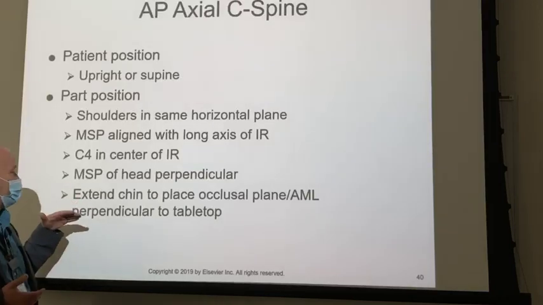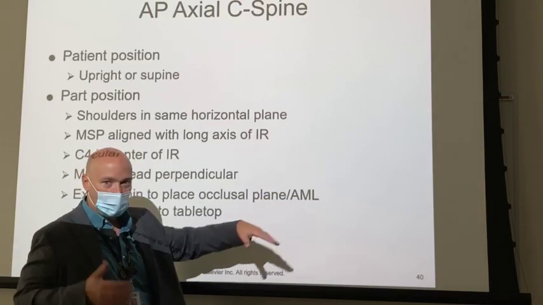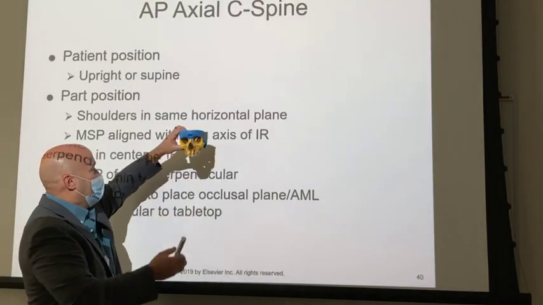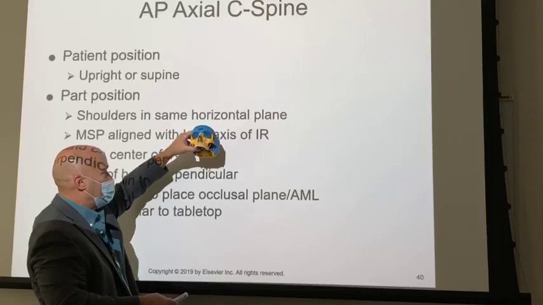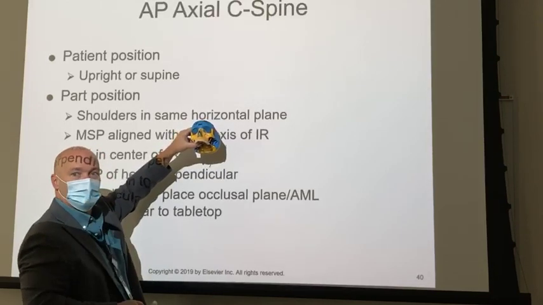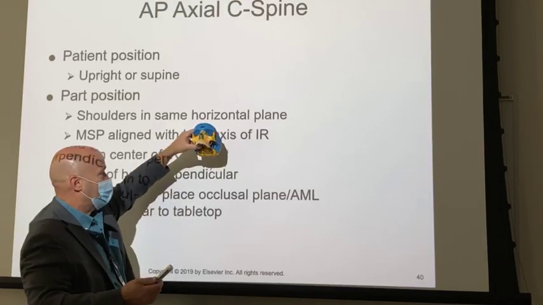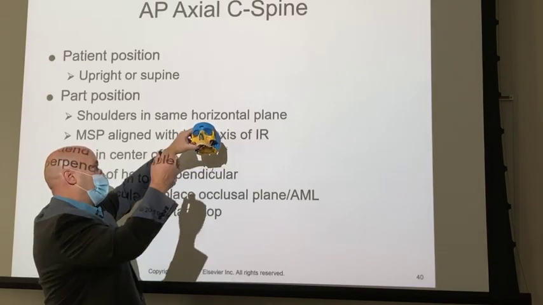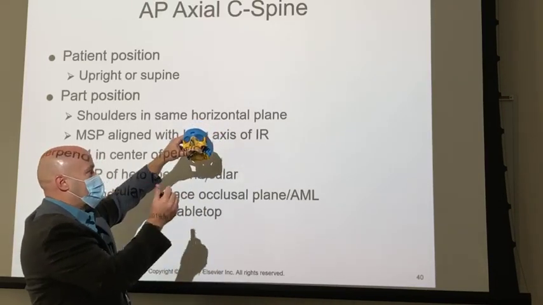Mid-sagittal plane of the head perpendicular, extend the chin to place the occlusal plane or acanthomeatal line perpendicular to the image receptor. What this does is on the AP, it should put your teeth and the base of the skull right on top of each other, right like that, okay? Whenever you get your image, it should put the two directly on top of each other. So put the AML perpendicular to the image receptor. You're going to angle 15 to 20 degrees cephalic.